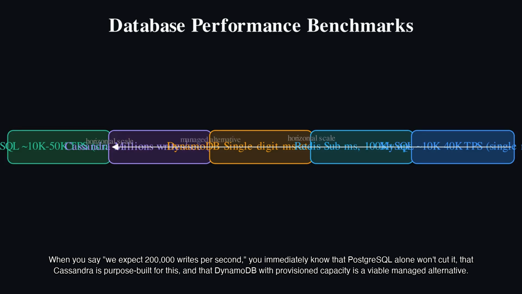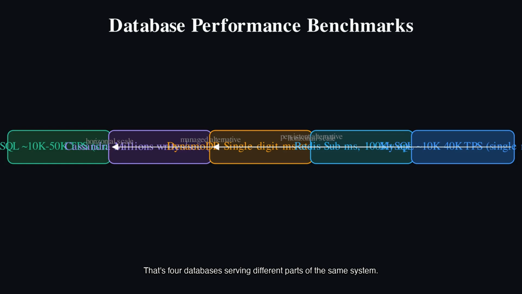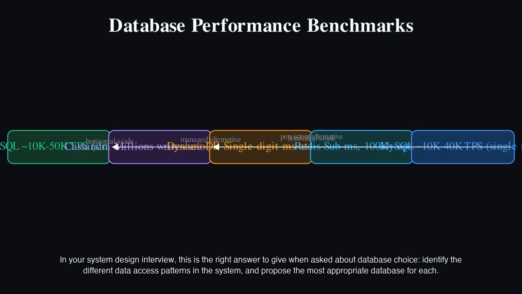One important nuance: the SQL versus NoSQL decision is often SQL and NoSQL. Most mature systems use multiple databases for different purposes. Instagram uses PostgreSQL for user data, Cassandra for the feed, Redis for caching, and Memcached for session data. That's 4 databases serving different parts of the same system. In your system design interview, this is the right answer to give when asked about database choice. Identify the different data access patterns in the system and propose the most appropriate database for each.